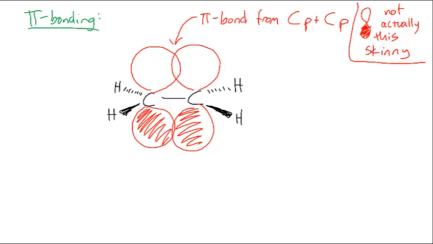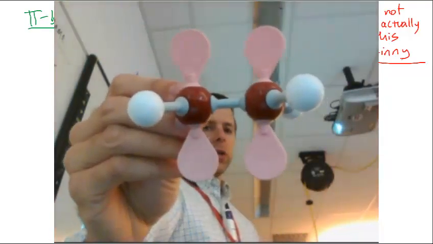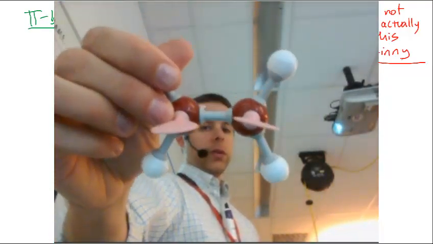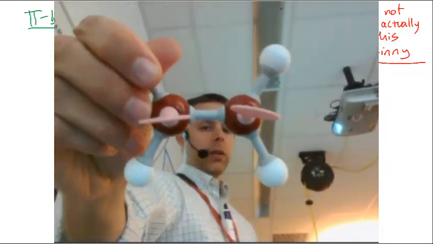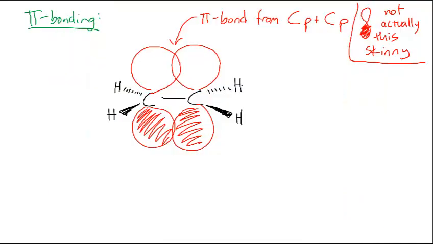So I built a few models of C2H4 that I'll pass around. So here's one. You can see the sigma bonds are just the little gray bonds. And then the pi bond would be the overlap of these two p orbitals that are in pink. So there's one model you can check out when you come to the classroom. You see the pi bond perpendicular to the plane of the molecule.